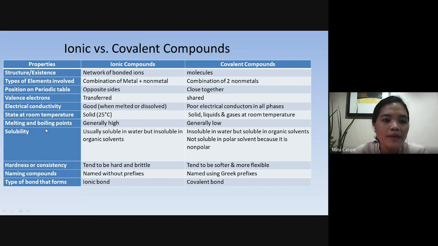So next property, we have state at room temperature. Solid, nagiging solid siya at around 25 degrees Celsius. And for covalent naman, solid, liquids, and gases at room temperature. Melting and boiling points. Pagdating dito sa melting and boiling points, generally high yung ionic compound, and for covalent, we have generally low.